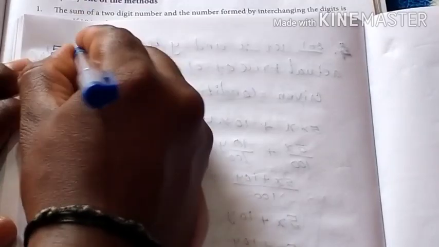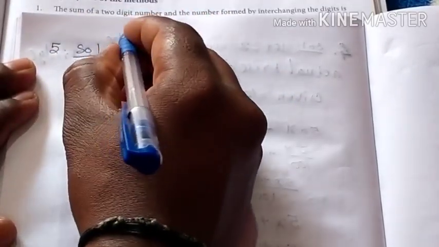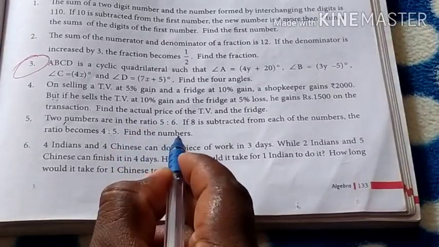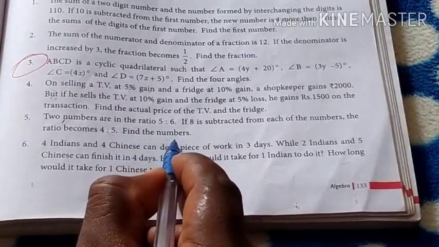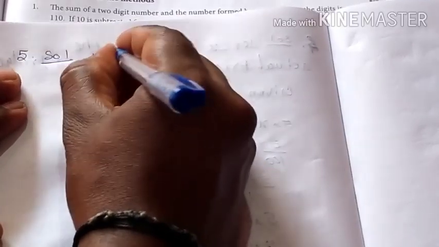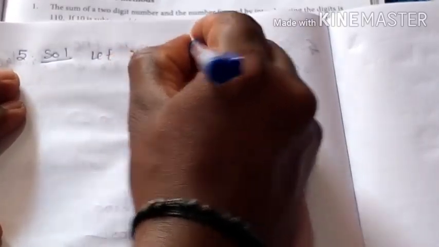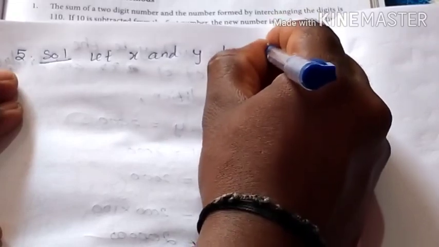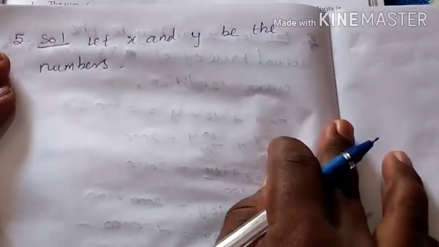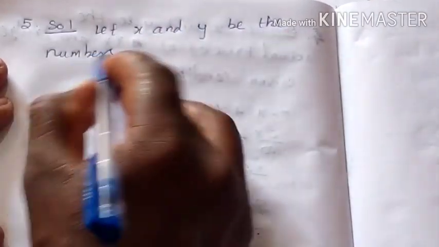Okay. The fifth question solution. The question is to find the numbers. First define the numbers. Let x and y be the numbers. Okay, first define the numbers. Let x and y be the numbers.